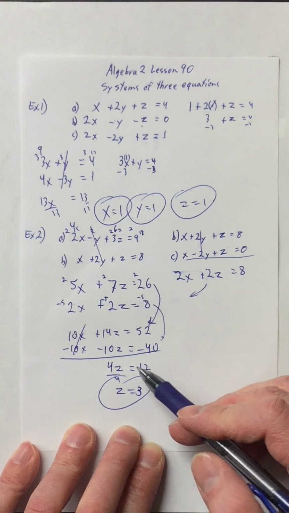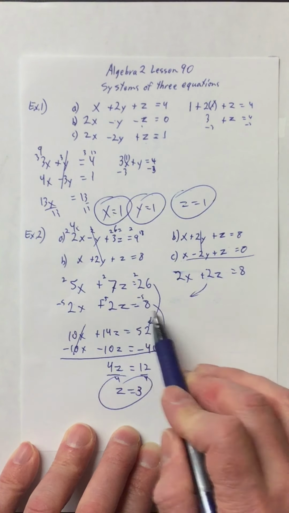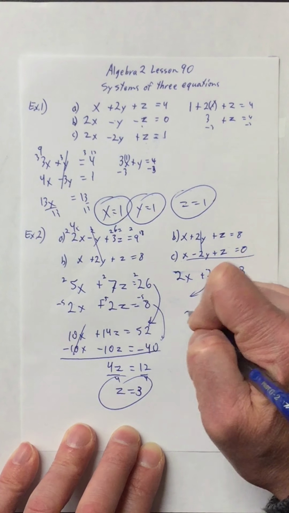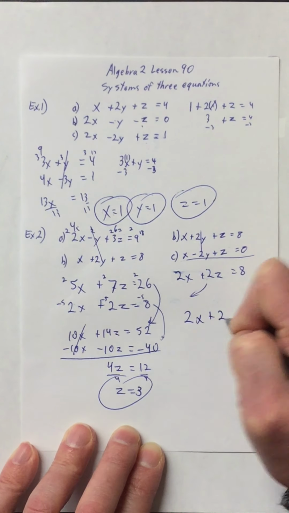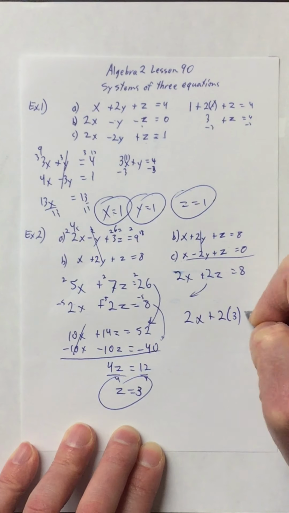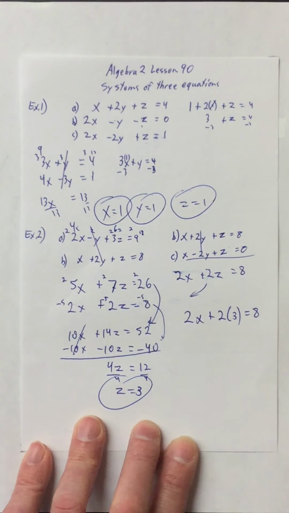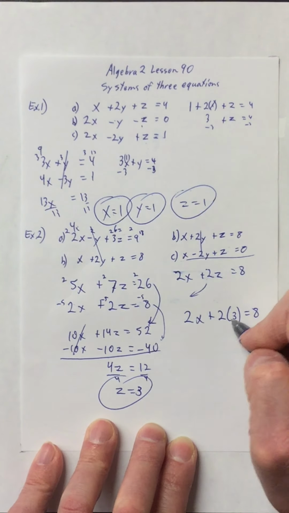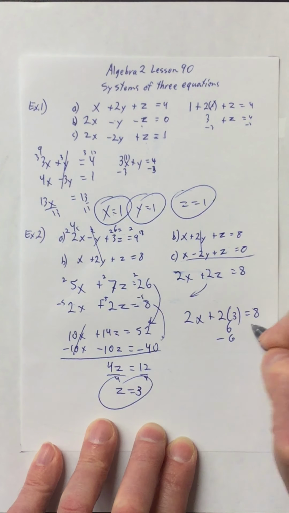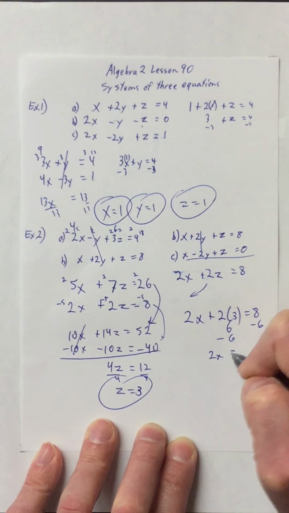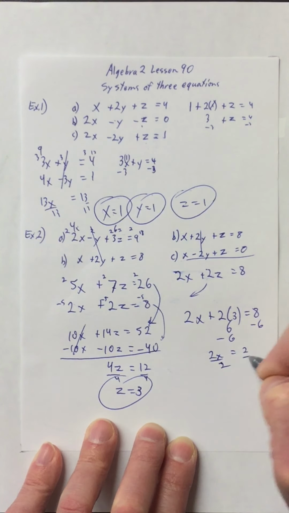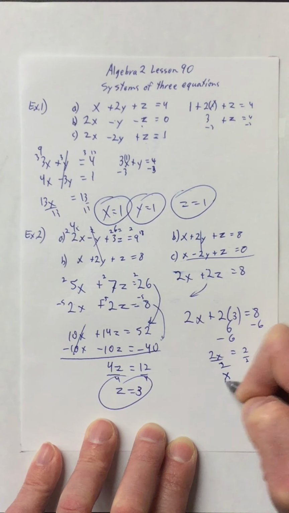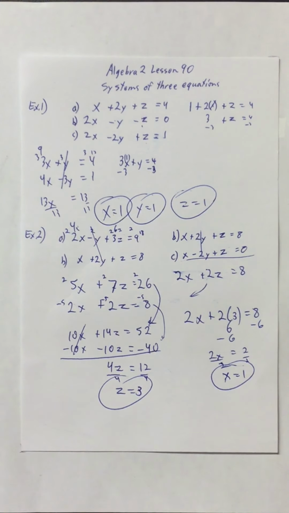Now, pretty simple. I can just take that and put it right back into one of these equations. Let's take 2x plus 2z. Let's put it right back in there and solve for x to find out my x value. So 6, subtract 6 from both sides. 2x is equal to 2, divide by 2, divide by 2. All right, my x value is equal to 1. I've got another answer.